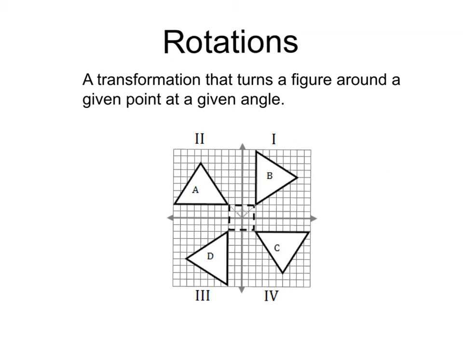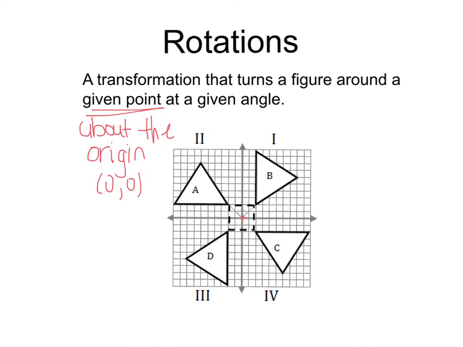This lesson is about rotations on the coordinate plane. A rotation is a transformation that turns a figure around a given point at a given angle. Typically, when we're talking on a coordinate plane, when it says a given point, we mean about the origin. If you remember, the origin is the center point. It's that 0, 0 point in the center of the coordinate plane.